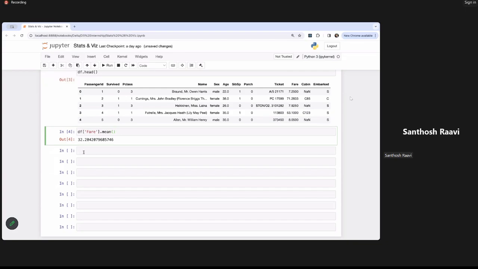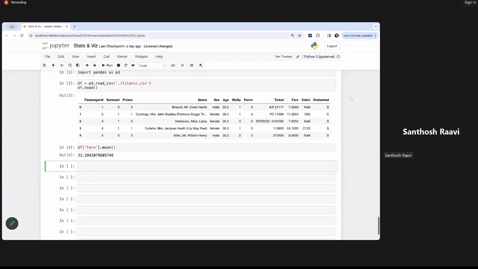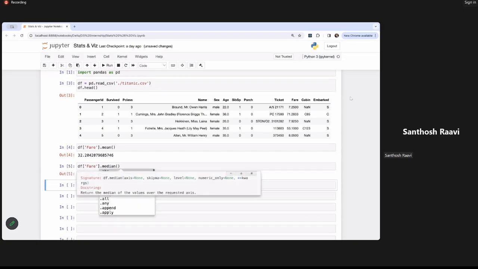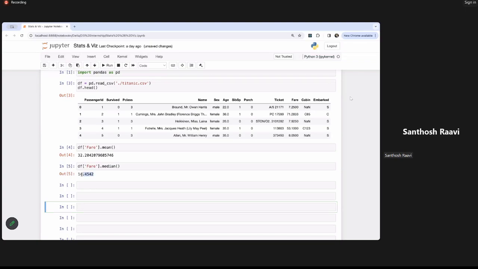That's the thing. Okay, if you want to know the midpoint, what is the mid value for the fare? Data frame of fare dot median. Okay, what is the median value you have got here? Median value is 14.4. This is the mid value.